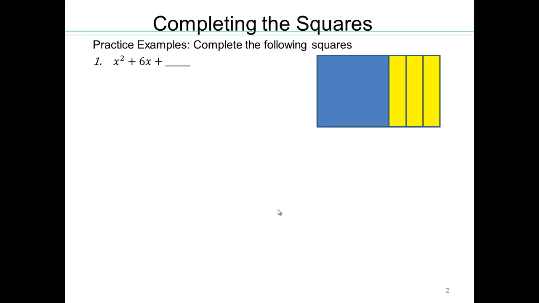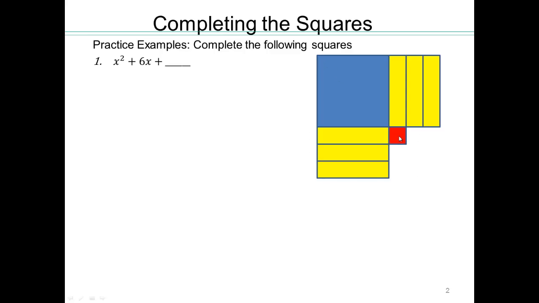To make a perfect square out of it, I can't just put them all here, then I'll just have rectangles. So if I put 3 here, I'll have to put 3 this way. So let's put 3 this way. So that's my 6x. So I have x squared plus 6x's. If I were to put the remaining pieces here, I would have a perfect square because this is x plus 3, this is x plus 3.